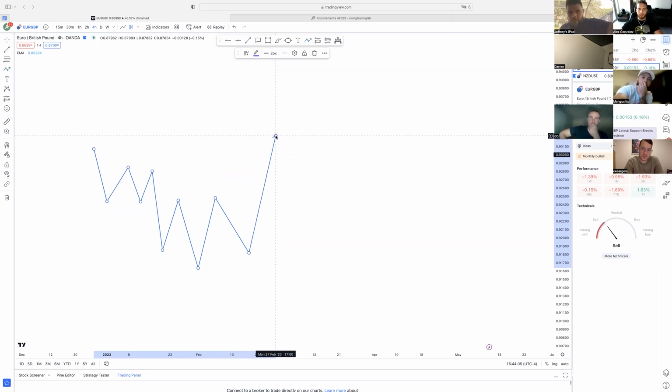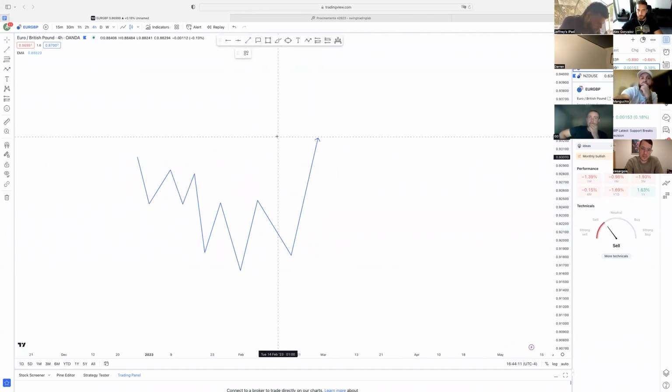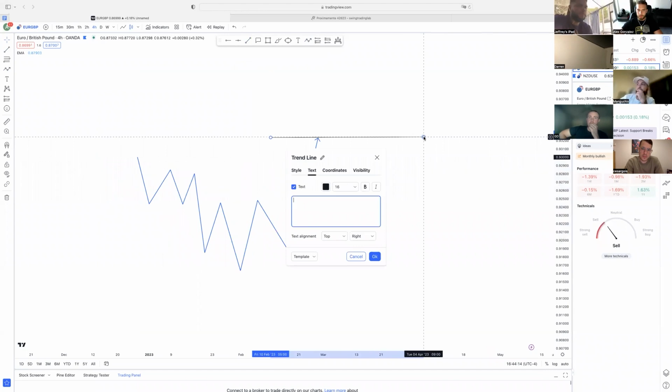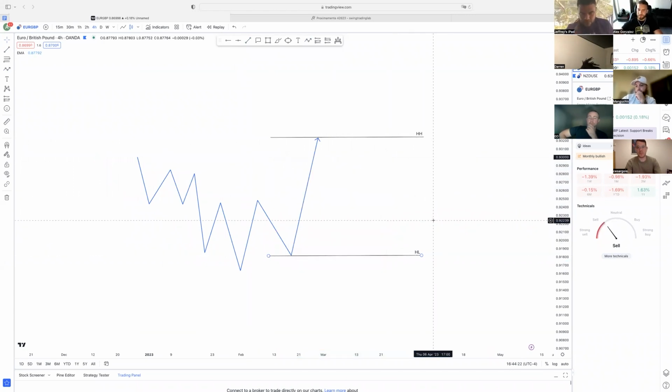Okay, like this. All right, so we understand that this market is bullish, correct? So this would be the higher high, and then this would be the higher low. If you guys agree, type 1. If you don't, type 2.